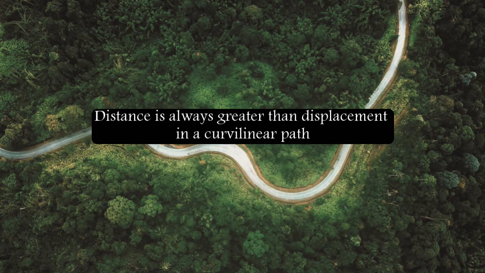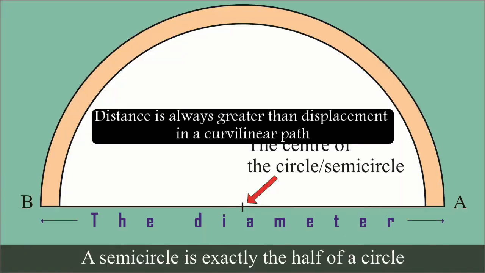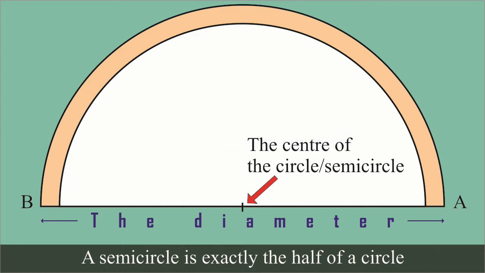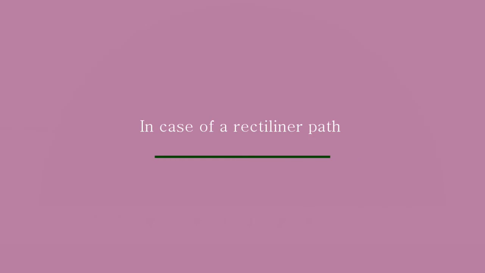We have discussed distance and displacement in a curvilinear path. Look, with this discussion, we have come to know that distance is always greater than displacement if the path is curved or the object continuously changes its direction. What happens if the path is rectilinear or absolutely straight? Let us take the following example.